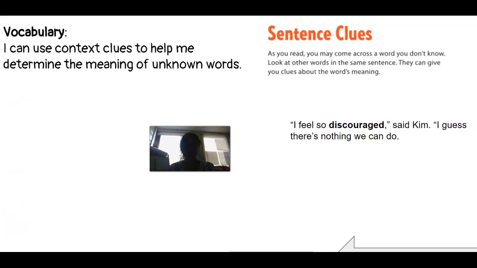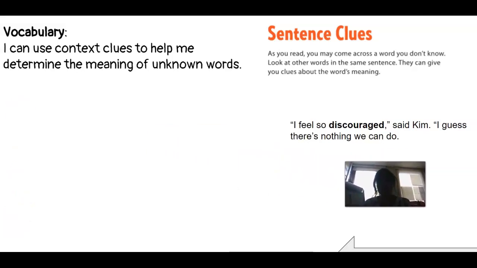I can use context clues to help me determine the meaning of unknown words. What are context clues? Same thing as saying sentence clues. As you read, you may come across a word you don't know. We call that an unknown or a tricky word. You're going to look at the other words in the same sentence. We call that looking outside the word. Those words can give you clues about the word's meaning.